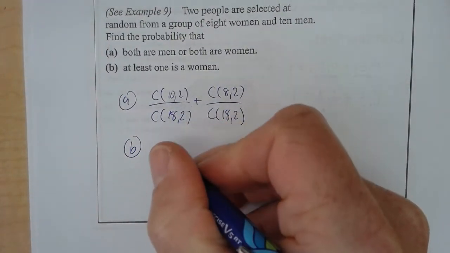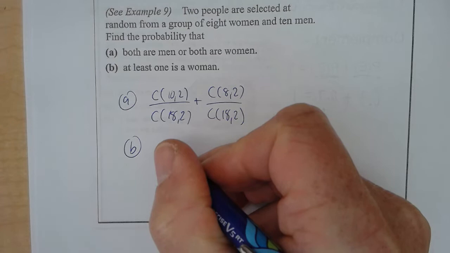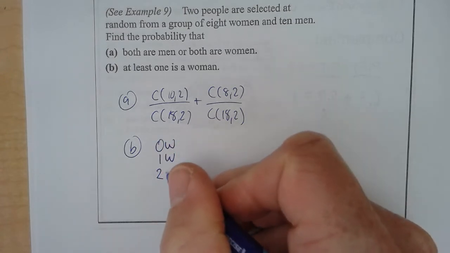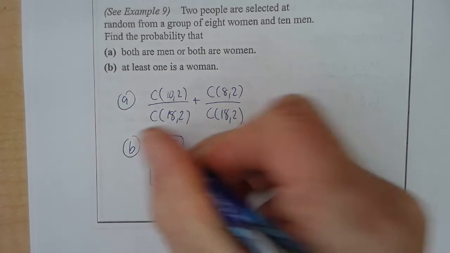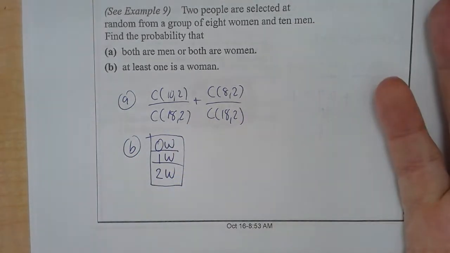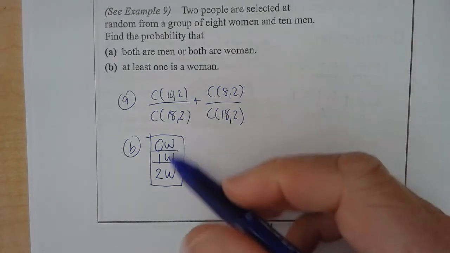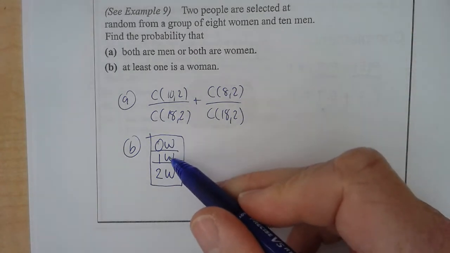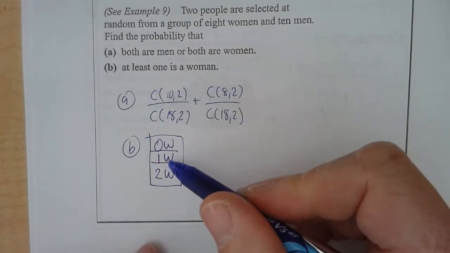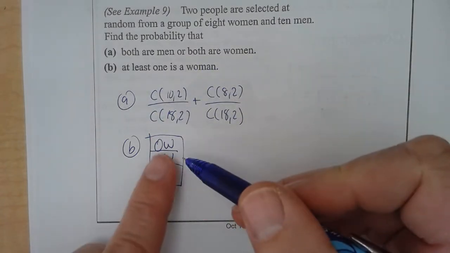Okay, now part B, at least one woman. Well, there's 3 different situations here. You can have no women, you can have 1 woman, or you can have 2 women. That's the whole scenario, right? You can have 2 if you're just picking out 2 people out of the 18. So you can have 0 women, 1 woman, or 2 women. So we want to know at least 1 woman. Well, that would be 2 and 1, 1 and 2.